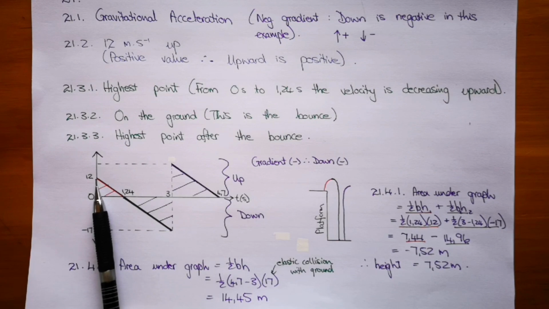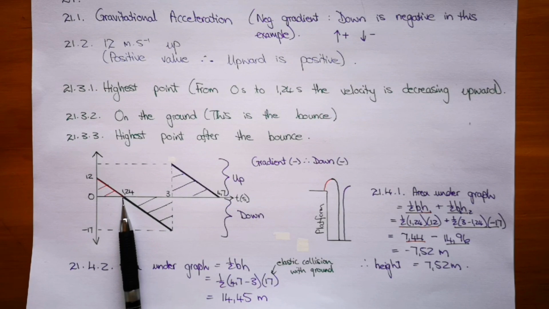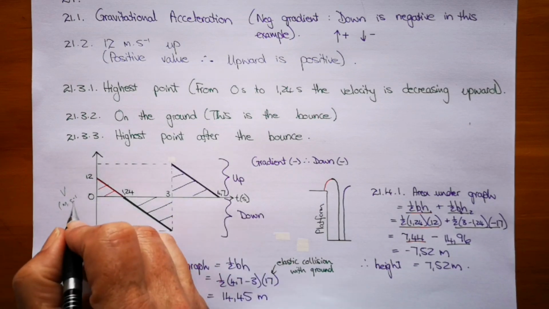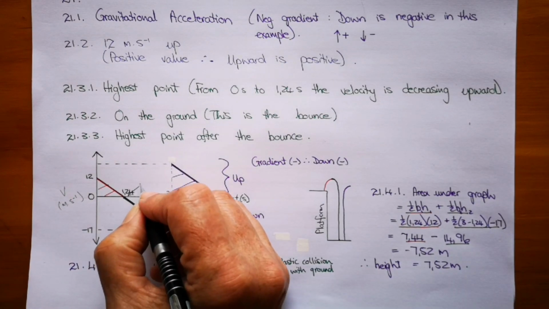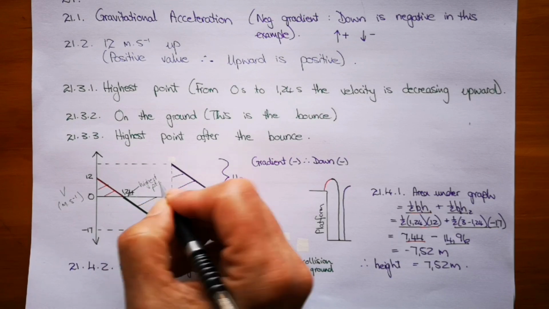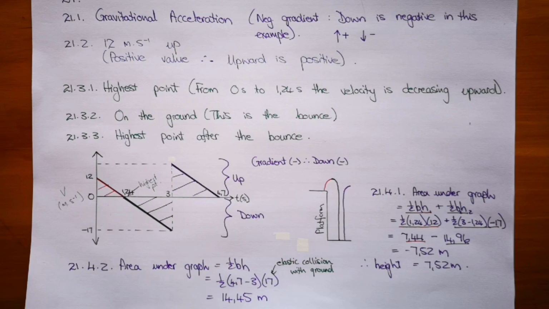So the ball leaves the platform at 12 meters per second. It reaches the highest point where the velocity is zero. That's the highest point, and then it starts to come down, with negative velocity values. I'm just going to fill in v in meters per second and write in here highest point, I'm just abbreviating. So this is up, highest point velocity is zero, and this is down.